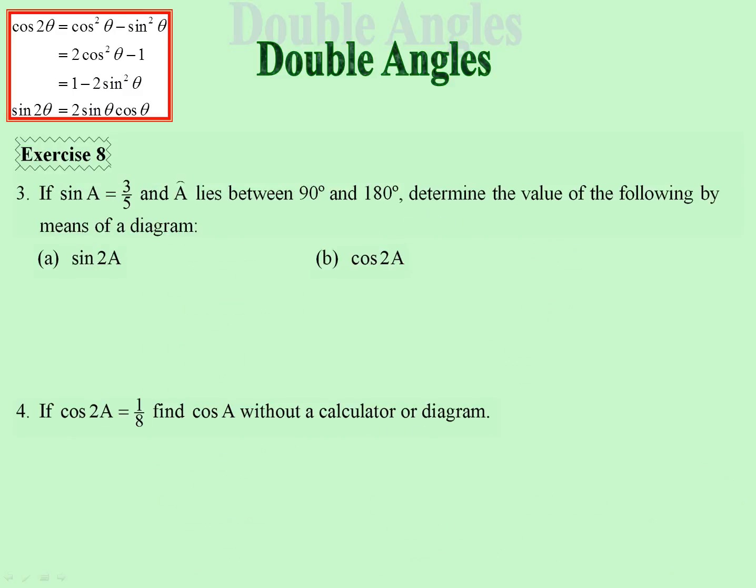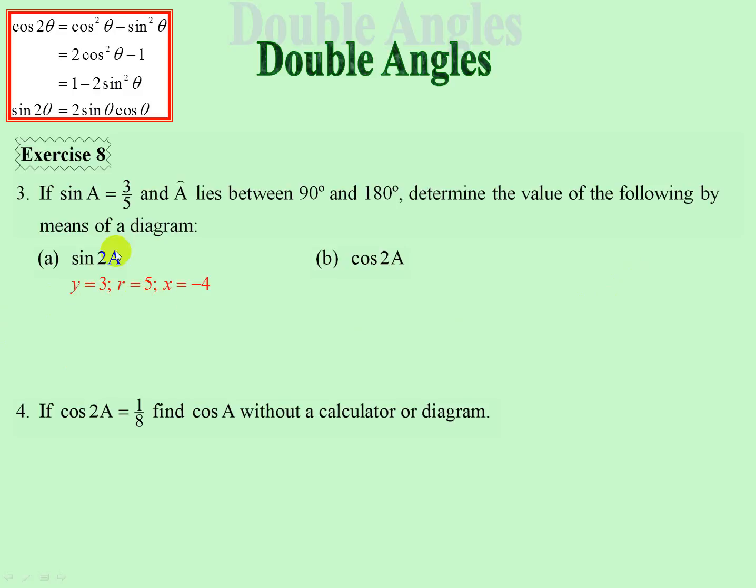Sine A equals 3/5. A lies between 90 and 180. Keep that in mind. That means second, third, fourth quadrants. Determine the following by means of a diagram. I don't have my diagram here, but you should show a second quadrant angle: angle A going around to the second quadrant, and label the different points.